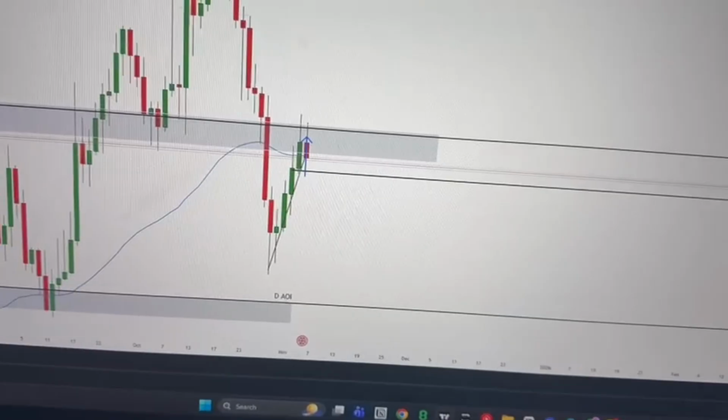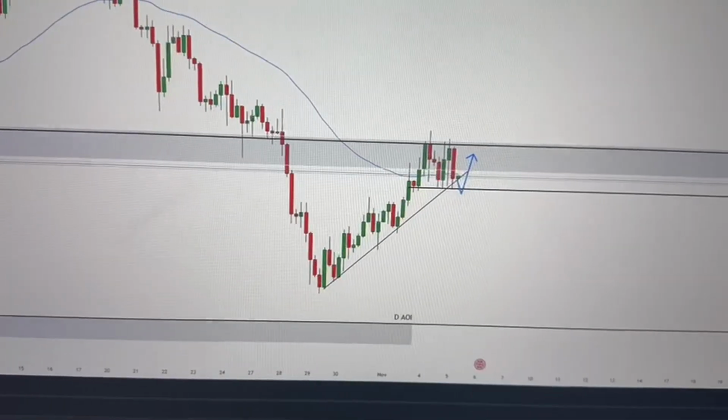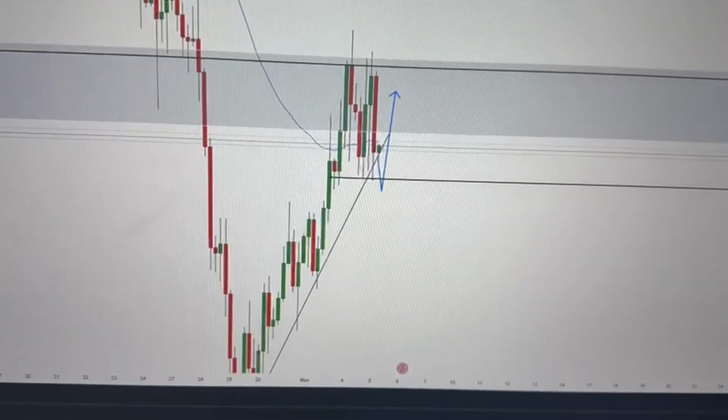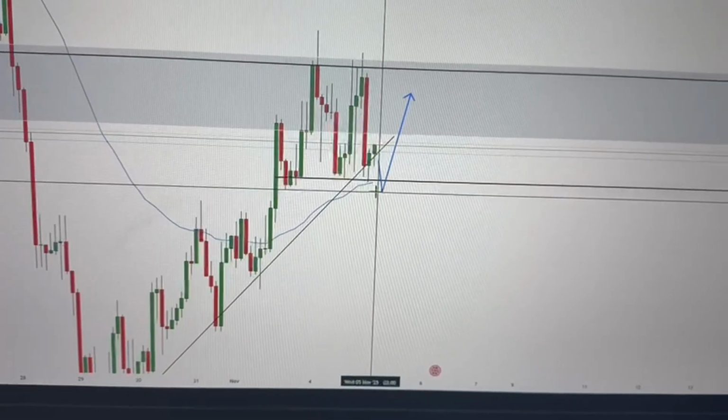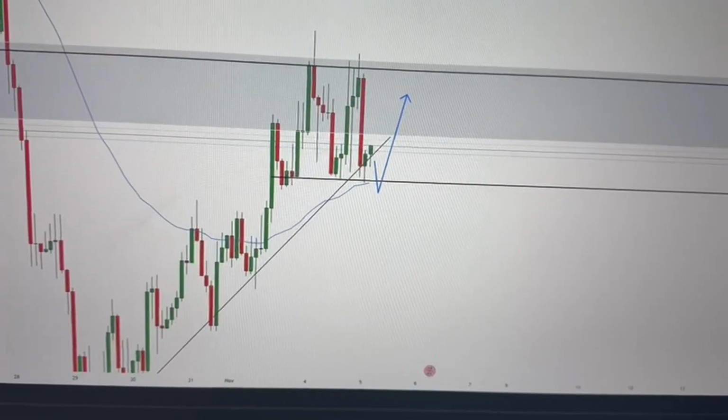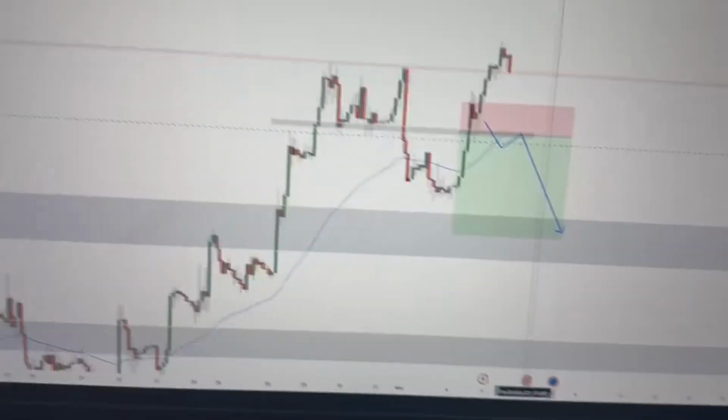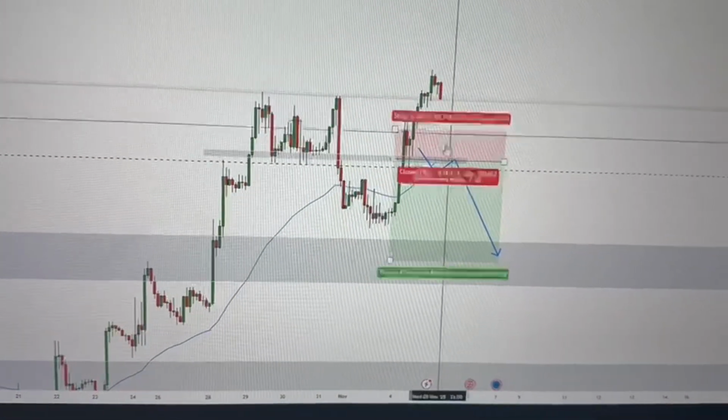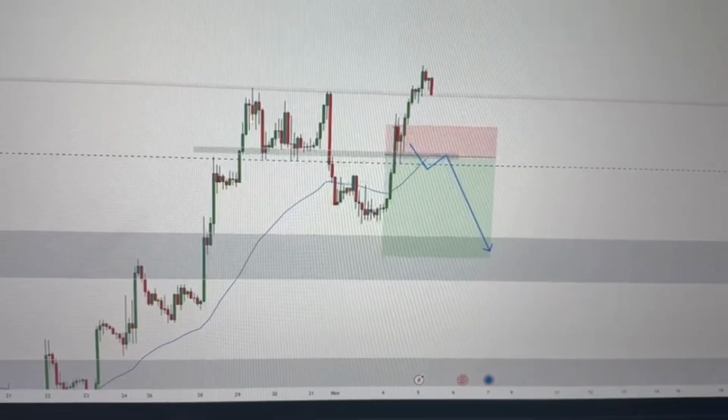I don't know if I'm going to take it for London. But if I get something like this, a little breakout like that, and then come back here, then I will be taking that trade. EURGBP has still not given me my entry yet. Still waiting for it to come back down here to retest.